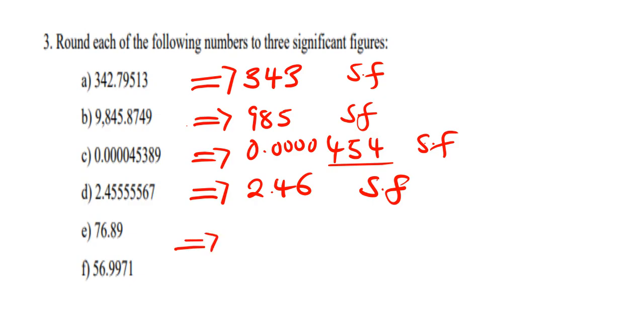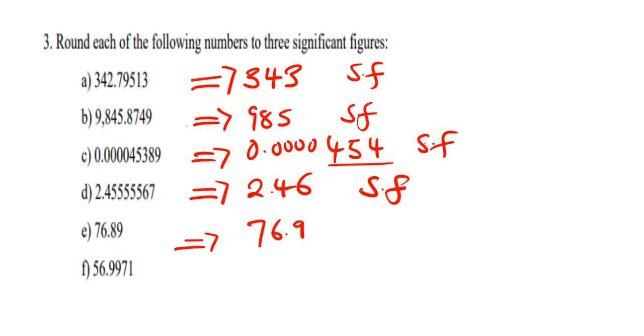Then when we come to E, 76.89. What is it going to be? I'm going to have 76. To 8, I'm going to add a 1. So I'm going to have 76.9 because the 9 at the end is greater than 5.